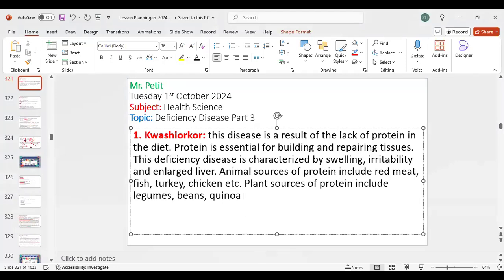Is it brown, Mr. Petit? It is brown. Can y'all see my screen? I can see the sentence, but not the picture. Yeah, I can't see the pictures. Okay.